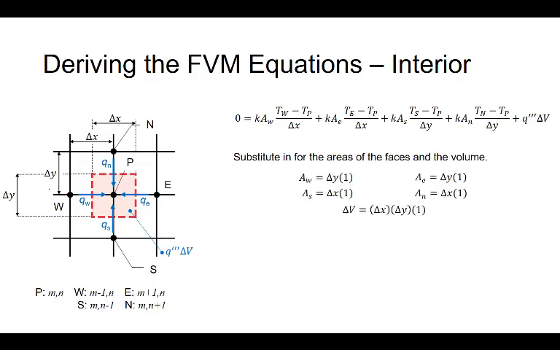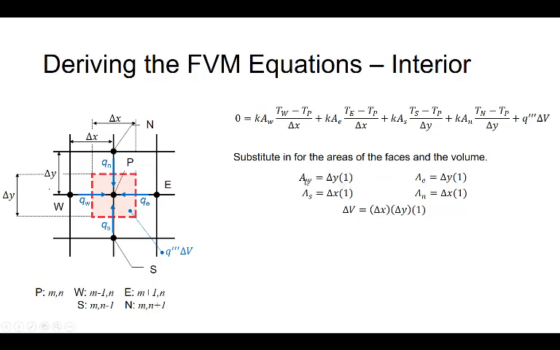The next step is to substitute in for the areas of the faces and the volume, relating these areas and the volume to the mesh geometry and the spacing delta x and delta y. Looking at the area associated with the west face, it is the area of this vertical line. The area is delta y times the depth into and out of the page. However, since we are conducting a two-dimensional analysis, there is no depth, and we can set the depth to be a unit value of unity, 1 meter.